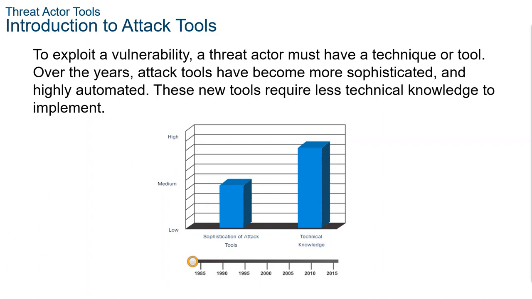Now, referring to the diagram here, we can see that it shows a bar with sophistication of attack tools on the left, and a bar with technical knowledge on the right. So in 1985, as time passed, the sophistication of attacks grew and the required technical knowledge diminished.